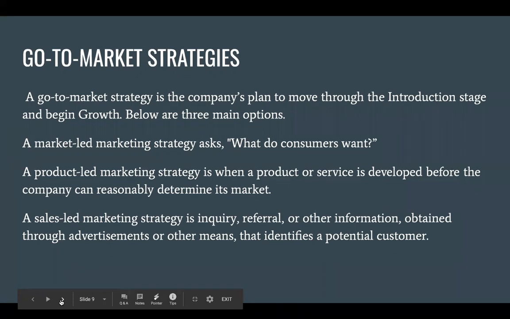And last is a sales-led marketing strategy: inquiry, referral, or other info obtained through advertisement or other means that identifies a potential customer. So basically, they spend hundreds of thousands of dollars on ads and hope people see those ads. So, when you're watching TV and a bunch of weird ads come on and you don't want to watch them, those are sales-led marketing strategies, but sometimes people like to watch them and then they're like, ooh, I should buy this product. But I think the most reasonable one is the market-led strategy. I'd say that's the most secure.